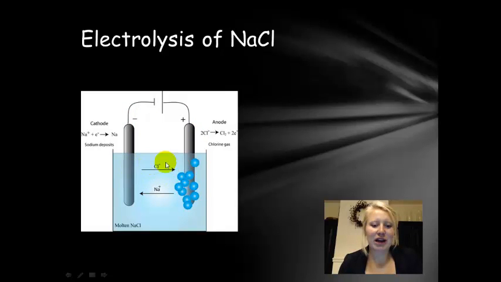The chloride ions will be attracted to the positive electrode, where they will lose their electrons to become chlorine gas. The positive sodium ions will be attracted to the negative electrode, where they will gain electrons to become sodium metal. So what would you predict to see in this reaction? If you said sodium metal forming and chlorine gas bubbling at the positive electrode, then you're correct.